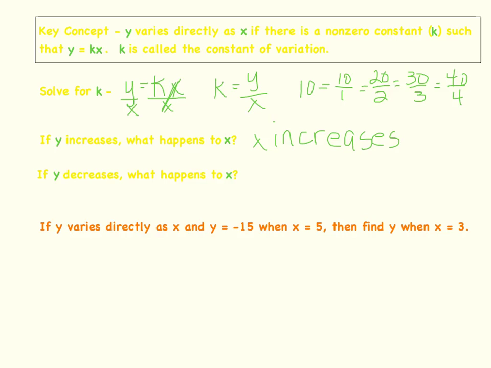So now let's look at the next question. If y decreases, what happens to x? Well, if we were to have started at 40 divided by 4, and then y decreased to 30, we're dividing by 3, then it would decrease to 20 divided by 2. So what's happening to our x value? Well, it's also decreasing, okay? So as y decreases, our x also decreases.